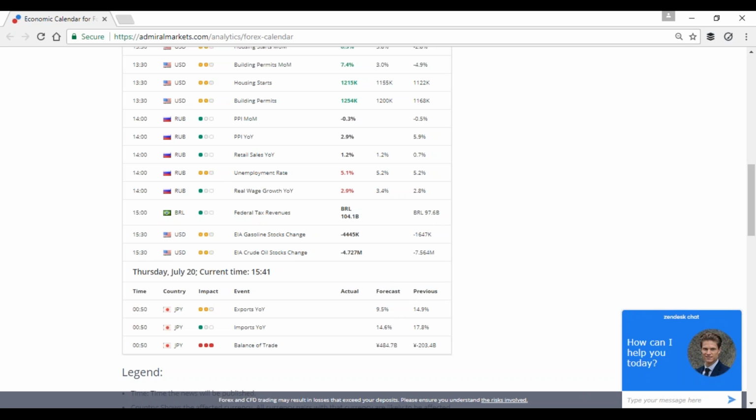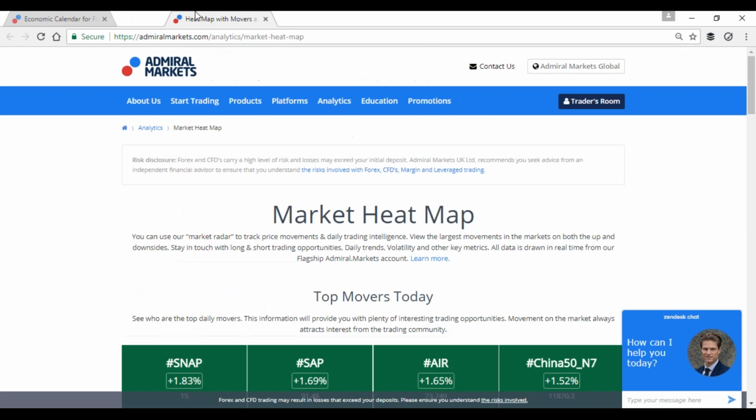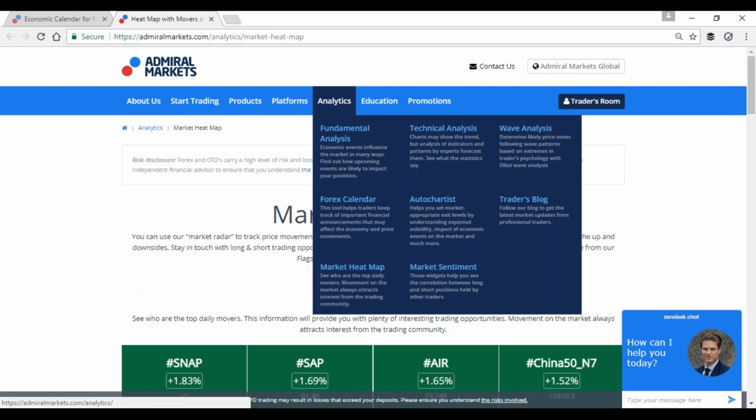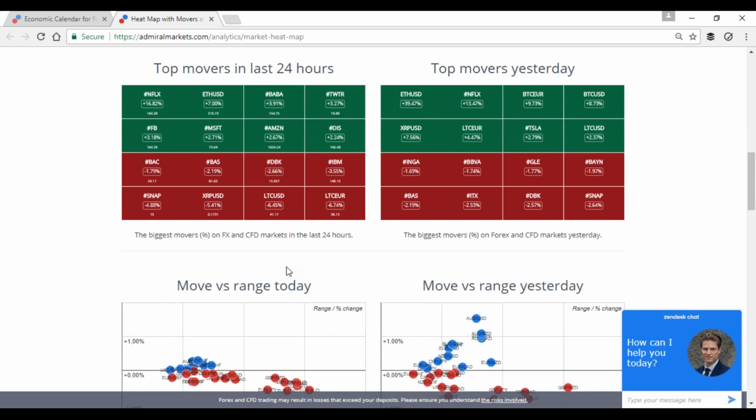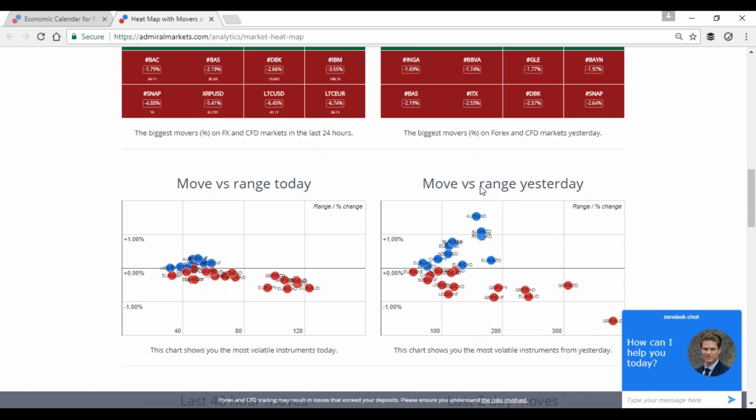So let's dive into the market. We can take a quick look at some other info that is sometimes good to look at. For instance, when you look at analytics, you can take a look at the market heat map, and of course our analysis, articles, and market sentiment. If we look at this market heat map, you get a quick overview of what's going on, what is moving fast, what's not moving at all. Here you can see cryptocurrencies, pretty solid gains so far, in fact dominating the movement.